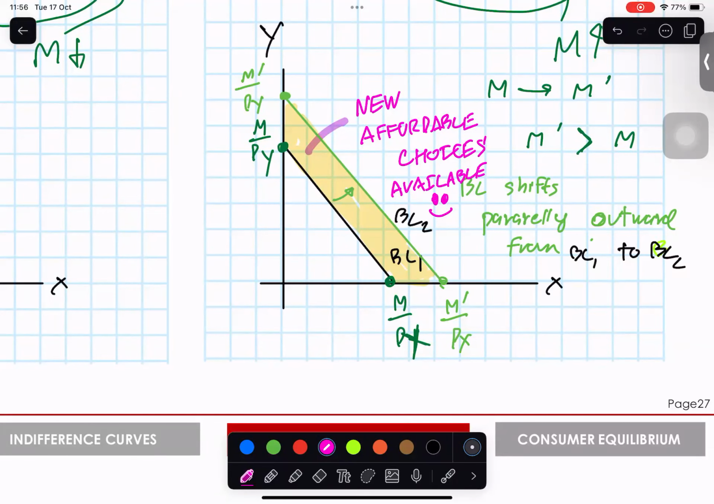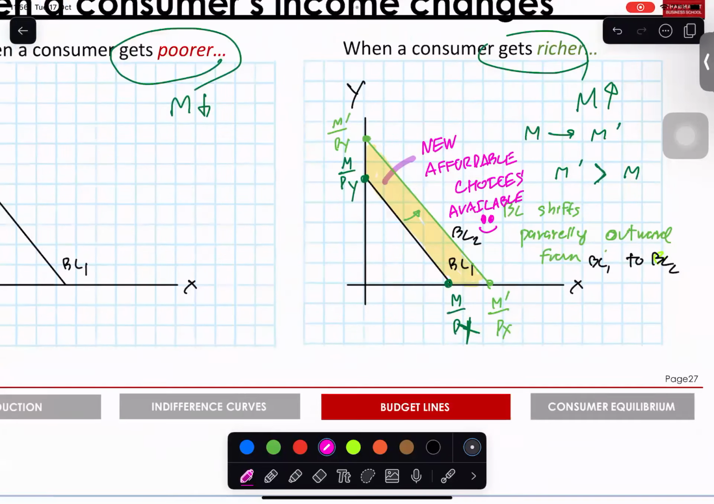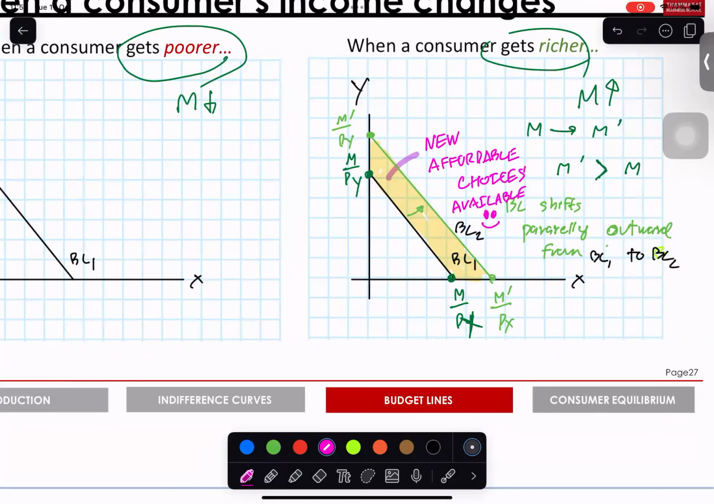Okay, and now it's your turn on the left-hand side. The budget line shifts inward. Sad news for him. Some choices have now become unavailable for him. Bad news. So you do the case where bad news comes. We did the good news case already.